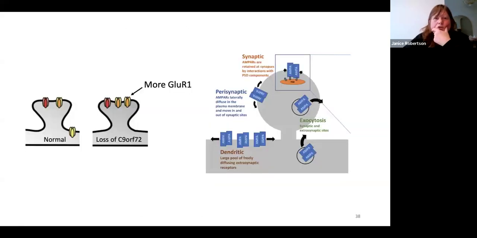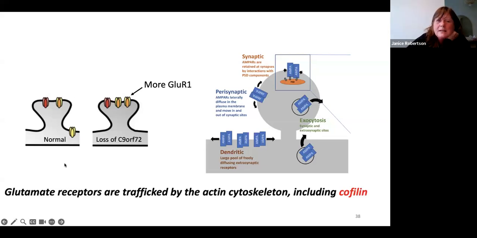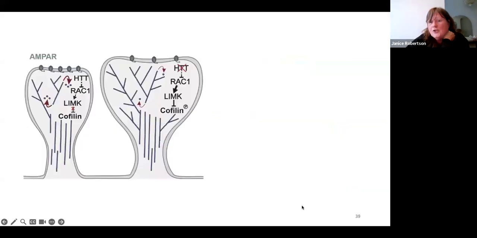And so then what we're trying to figure out, okay, so you lose C9orf72, you get more GluR1. So what is going on in terms of how these AMPA receptors are trafficked to that surface? It's a very, very complex process. But one of the pathways that we've become very interested in is that glutamate receptors are trafficked by the actin cytoskeleton, which includes a protein called cofilin. And worked in the Huntington's field, this paper was just published, I think, last year, is exactly the kind of pathway that we're going down. So these lines and all this branching here, this is actin. It's the actin cytoskeleton. It's regulated by this LIM kinase cofilin pathway. And if you have a disruption of this pathway, you can change the number of AMPA receptors that there are on the surface.